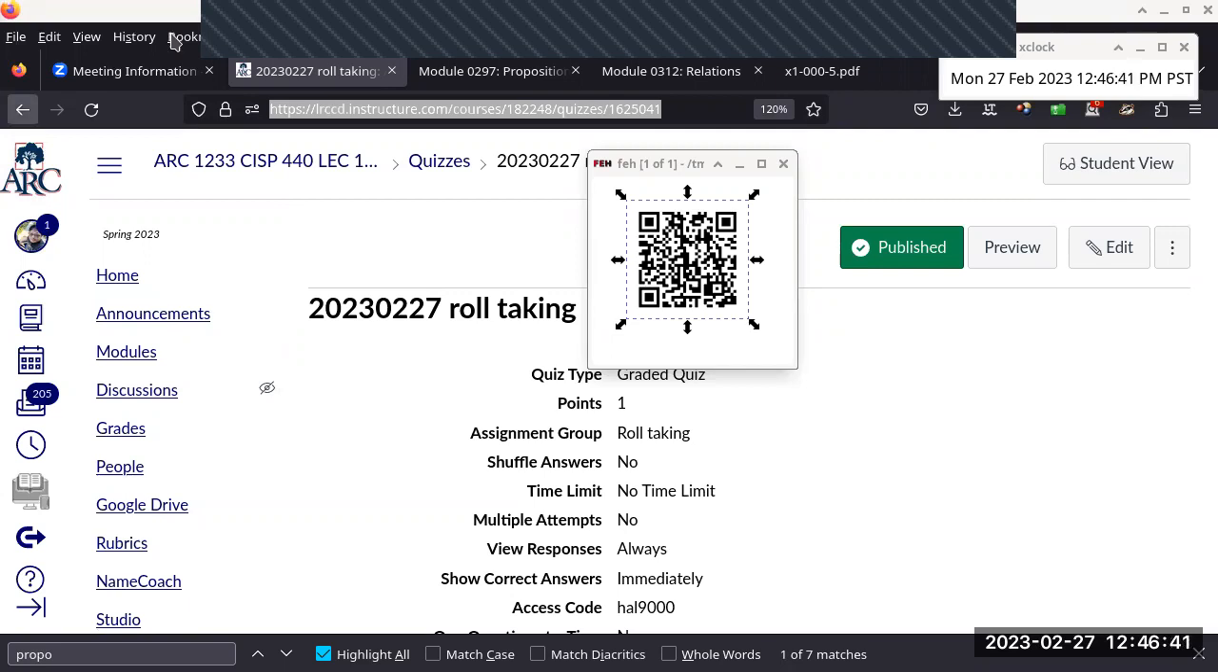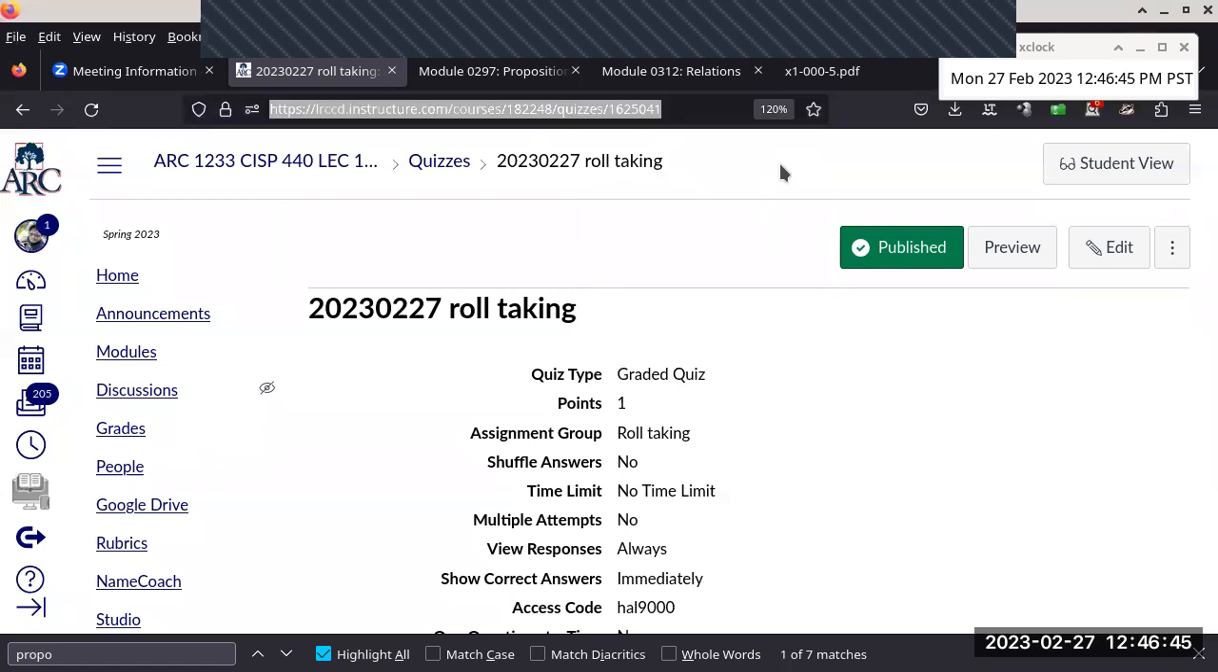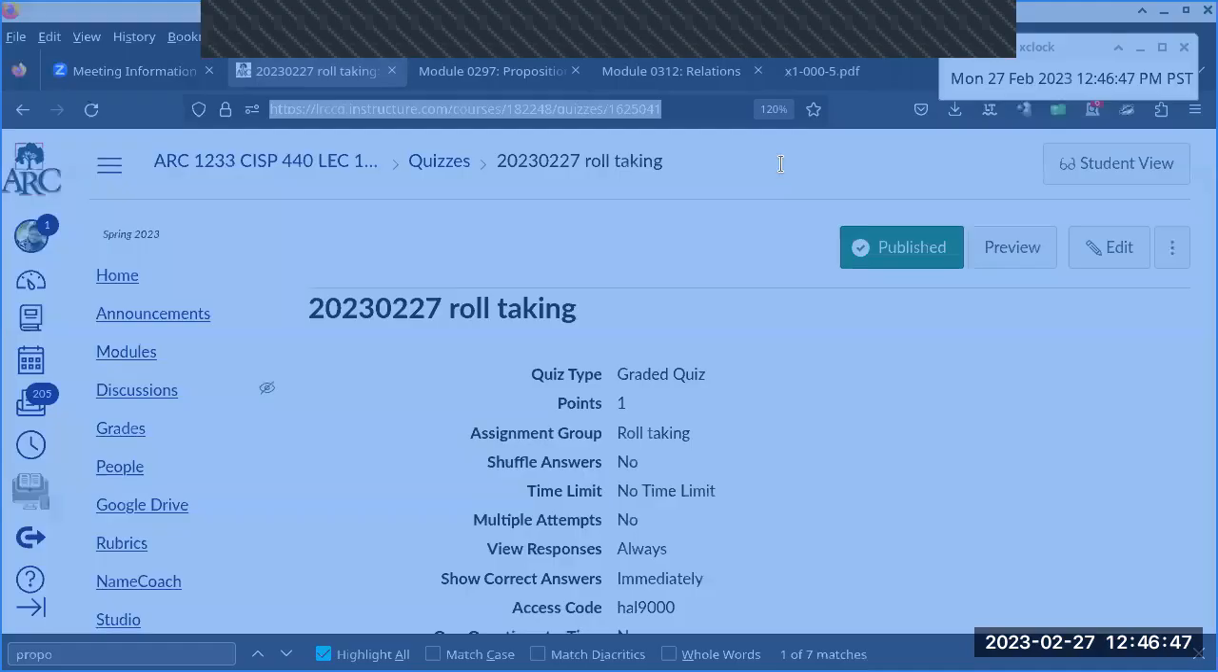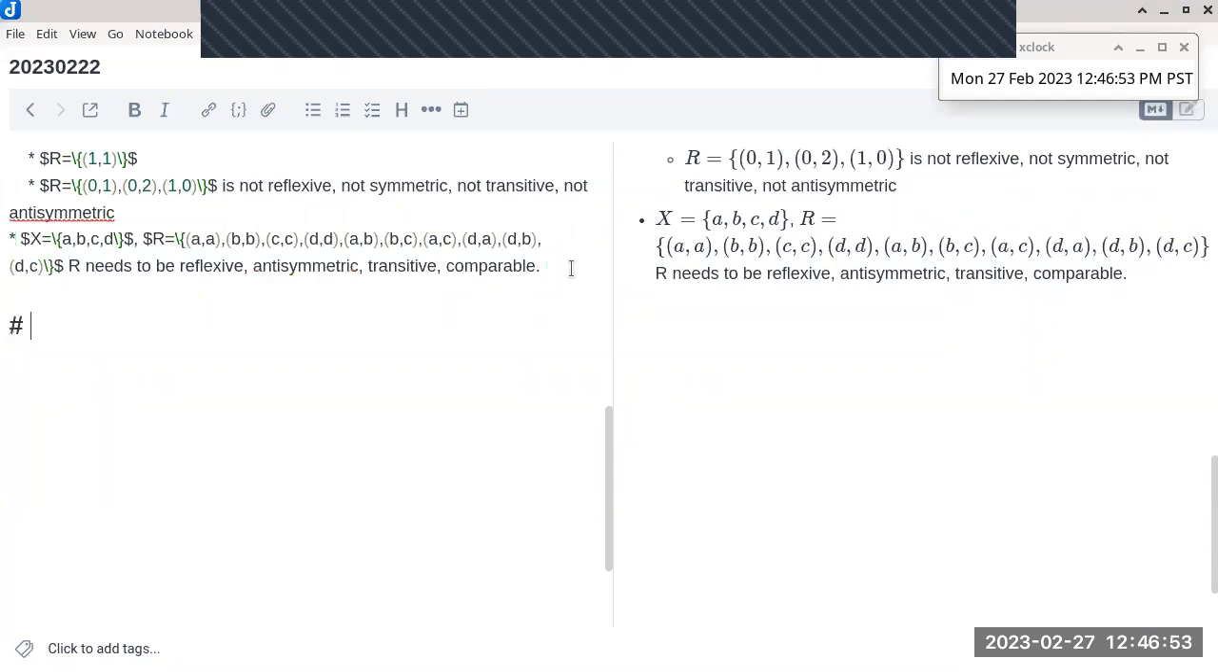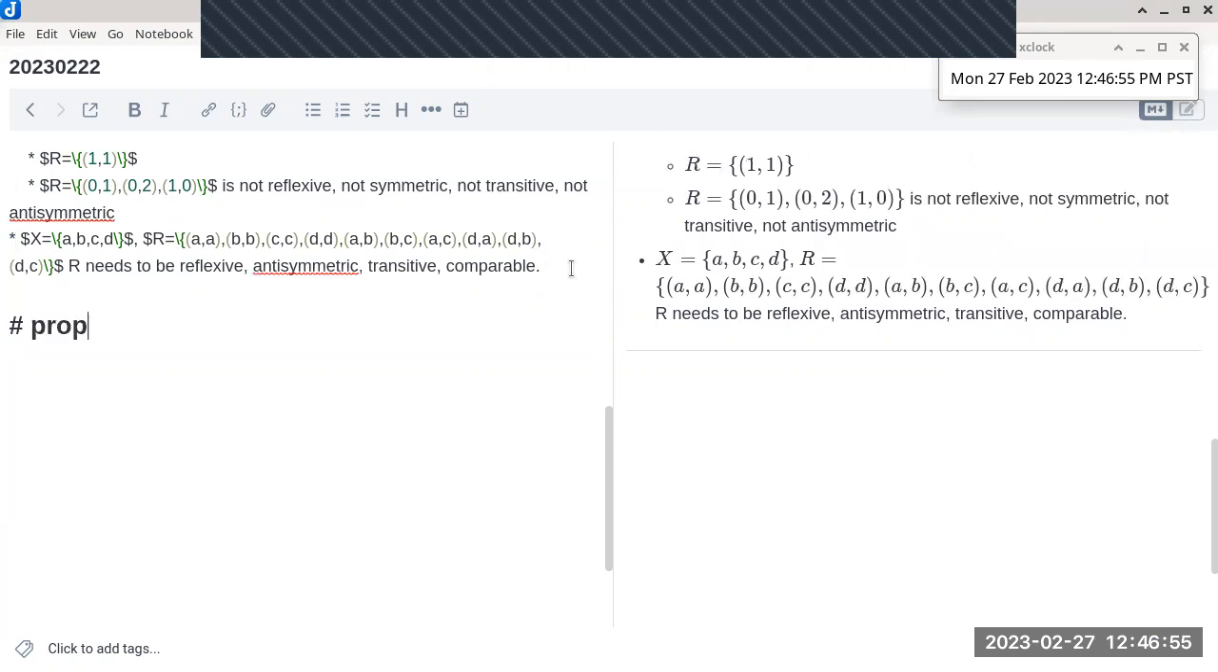All right, so we'll go ahead and start with an example, okay? So we'll start with an example and get the job done first. All right, so we'll go ahead and start with a new chapter, okay? Propositional logic. There we go.